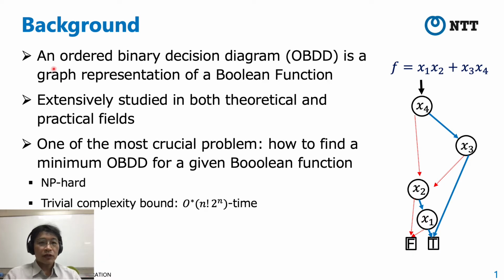An ordered binary decision diagram, in short OBDD, is a graph representation of a Boolean function, like this. This has been extensively studied in both theoretical and practical fields. And one of the most crucial problems is how to find the minimum OBDD for a given Boolean function. This is very difficult actually, and NP-hard. The trivial complexity bound is about n factorial.